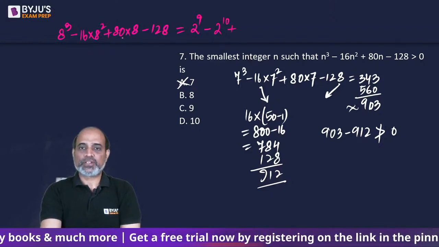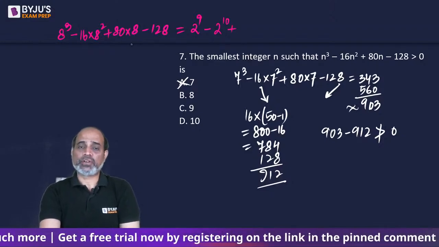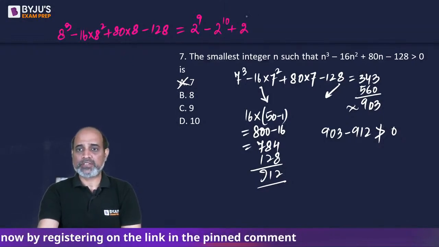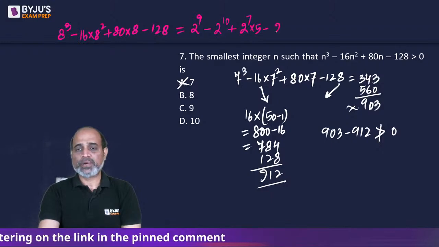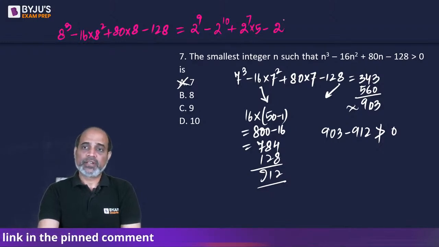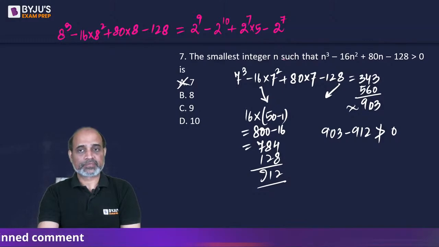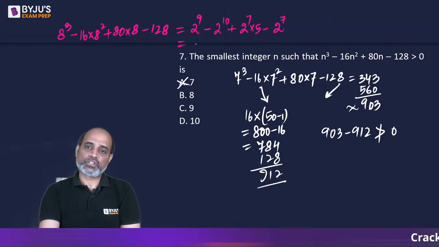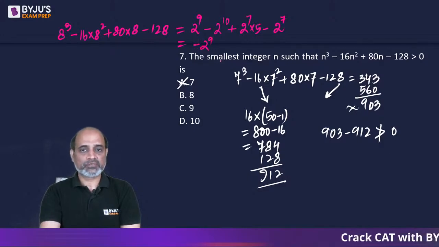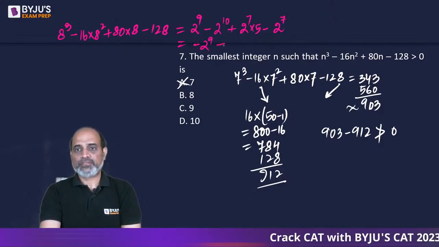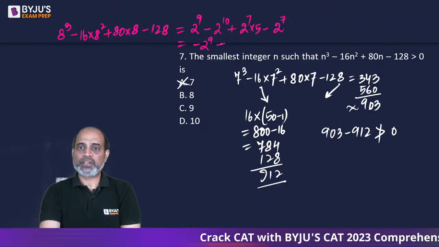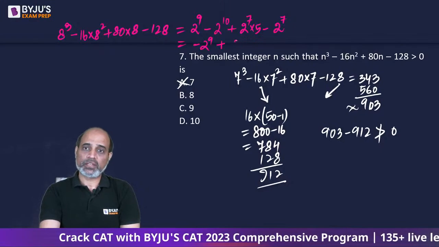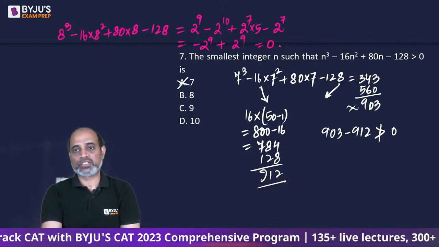Then you will have 80 into 8. So 80 is 16 into 5, and 16 into 8 is going to be 2 to the power 7 into 5. And then 128 is 2 to the power 7 again. So if you solve this, this is going to be minus of 2 to the power 9, right? And if I take out 2 to the power 7 from here, this is going to give us 5 minus 1, which is 4, which is 2 square, so 2 to the power 9 over here. So this results in 0.